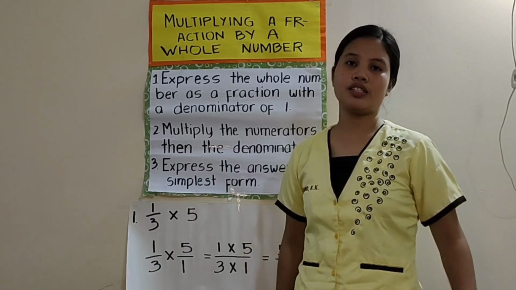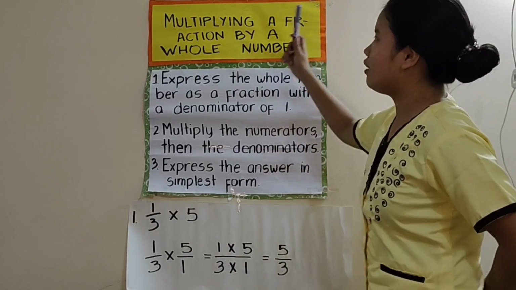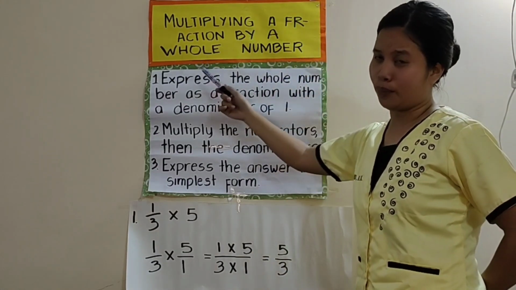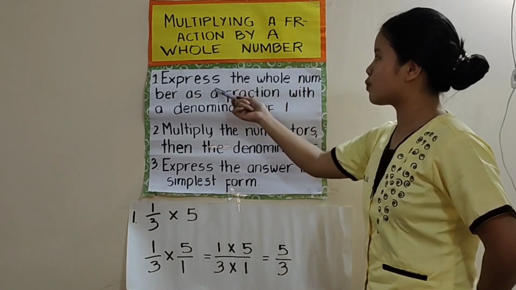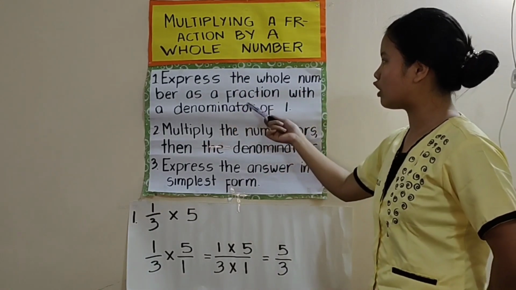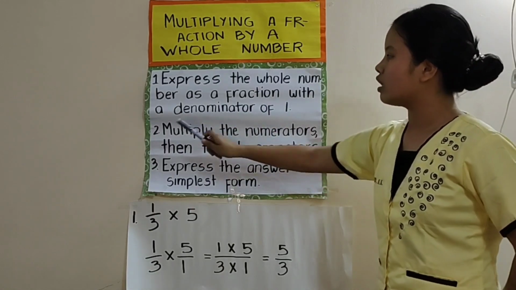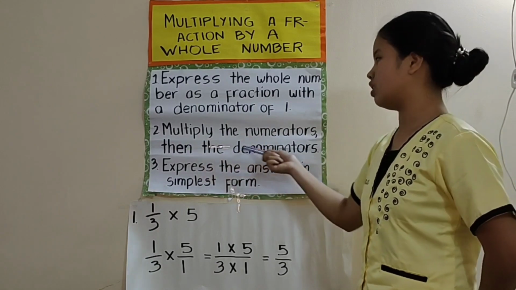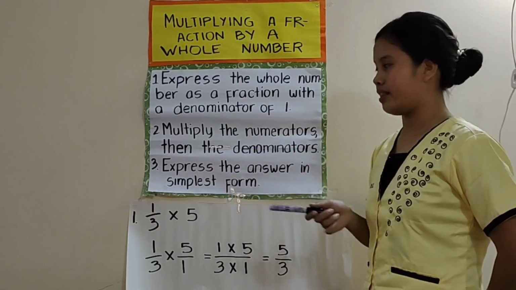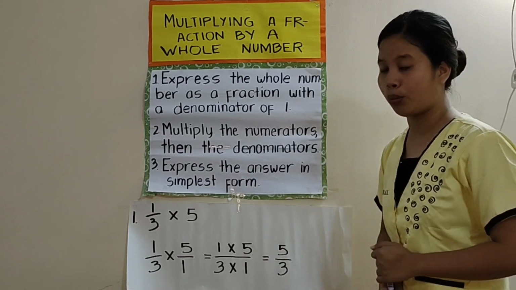Now, let's proceed to the second one. We have multiplying a fraction by a whole number. So, we have here the steps. Express the whole number as a fraction with a denominator of 1. Second is to multiply the numerators, then the denominators. And the last one is express the answer in the simplest form.